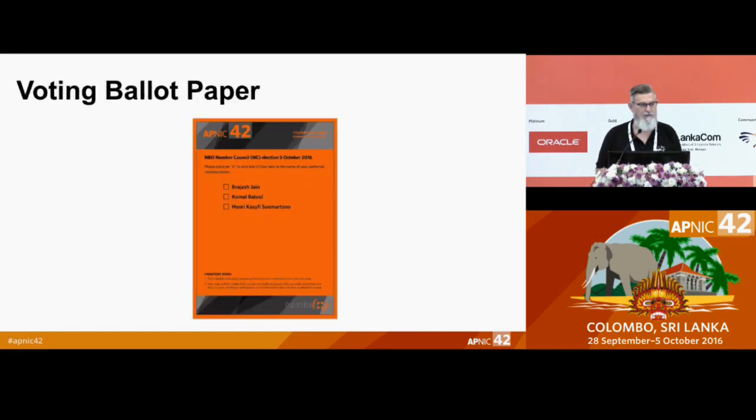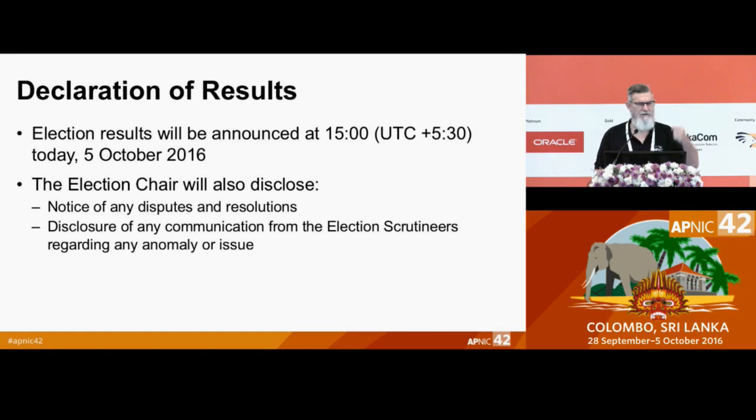The ballot paper looks like this. There are 3 candidates. It's orange. And I think it must have a stamp. It should have a chop on it as well, I think. Could someone confirm that for me? Nope. Okay.